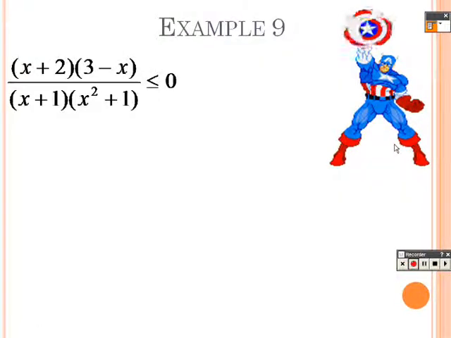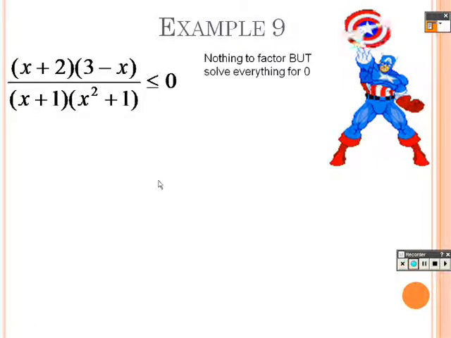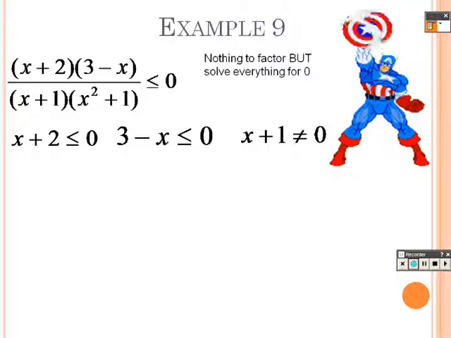Alright, example 9, another crazy one here. Can't factor the bottom, but I know if I plug in a -1 here, I'll get 0 on the bottom. So I know it cannot be a -1 on the bottom. We test out all the factors, so that's what I'm doing here. All the factors.